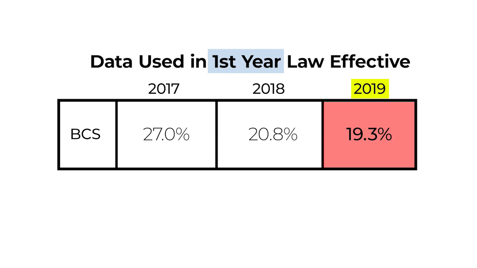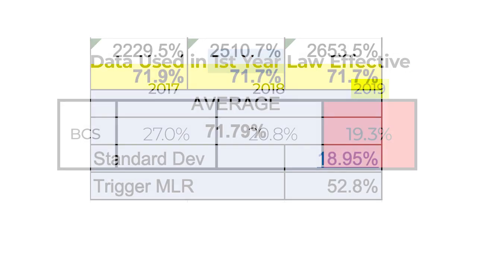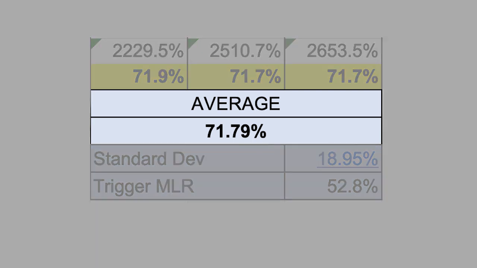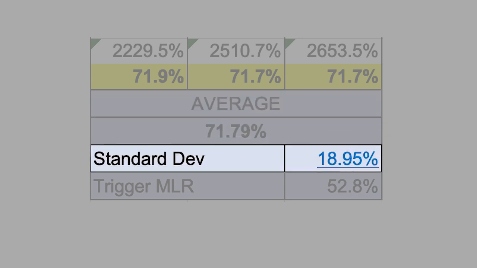And you're going to see this as we go down and look at this screen. We have an average for all the plans that's based on the 3 years, and in this first year, it would be an average of 71.79%. That's also known as a mean for the statisticians out there. And then also part of the model is a standard deviation. This first year of effective date, it would be a standard deviation of 18.95 percentage points, but that's pretty large.